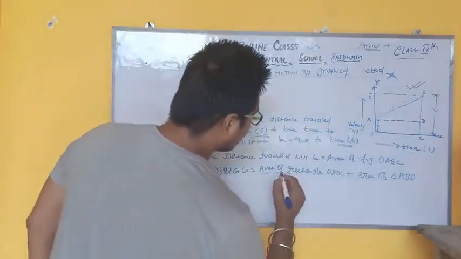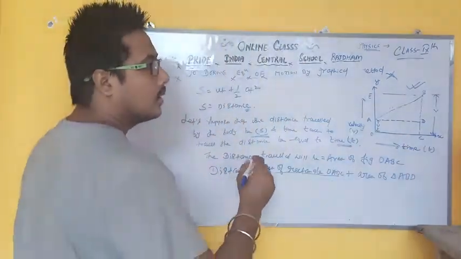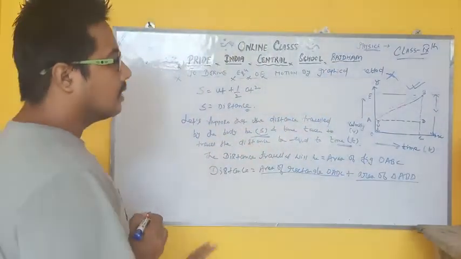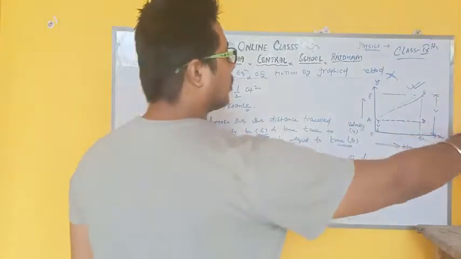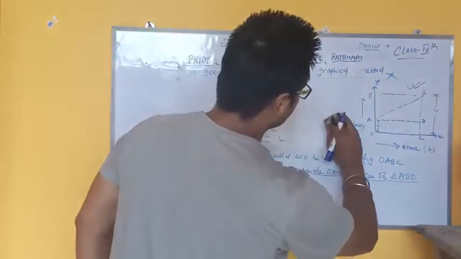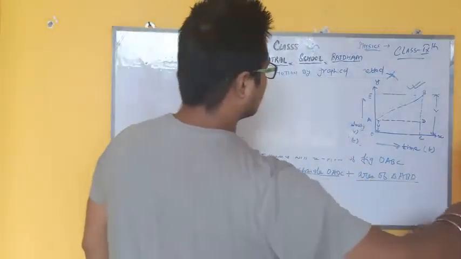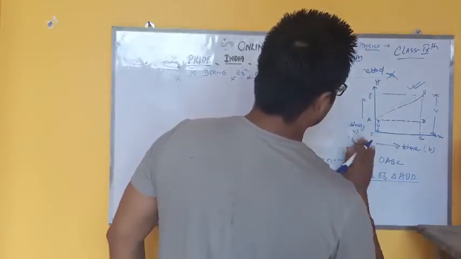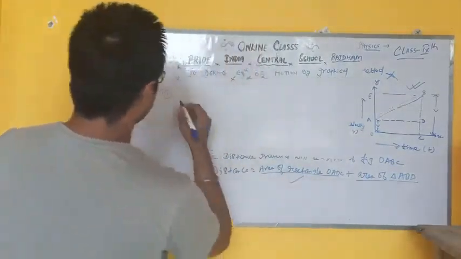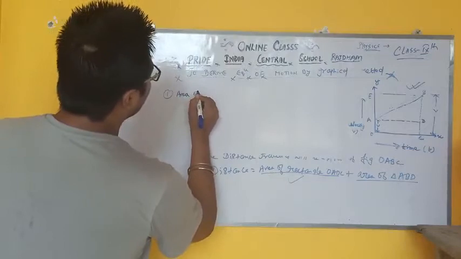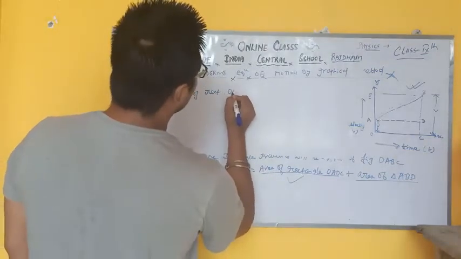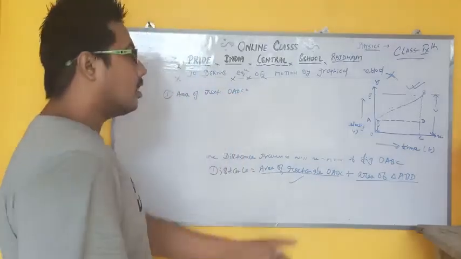We need to find these separately. Till this, I think everything might be clear to you. Now I will rub this one. This is velocity. So if I go to find the first one, area of rectangle OADC.